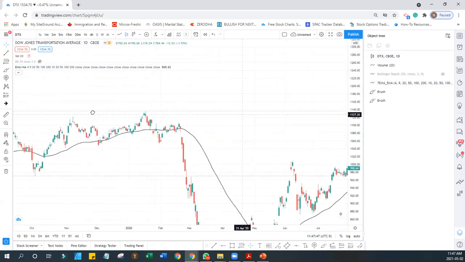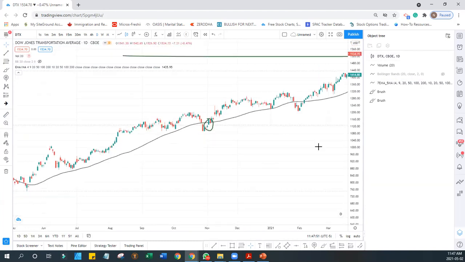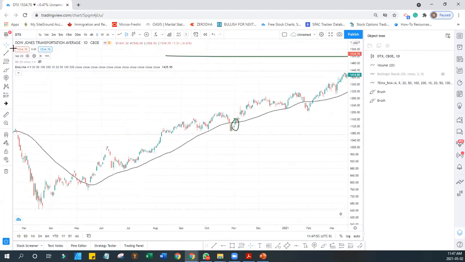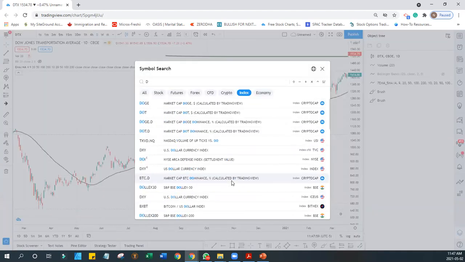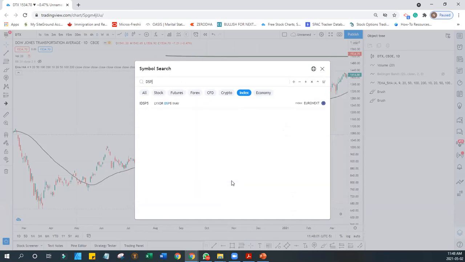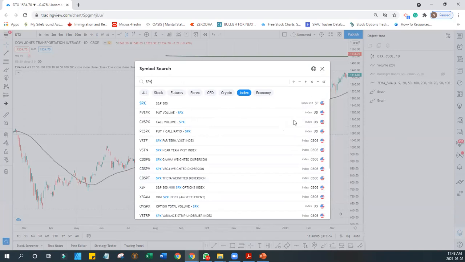This is for Dow Jones. This is DTX, which is not an index. Dow Jones is something like 15,000. Let me look at S&P. Look for SPX directly. Yeah, SPX. This is an index.